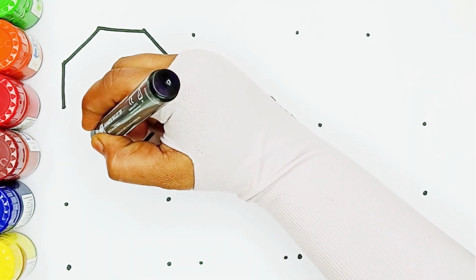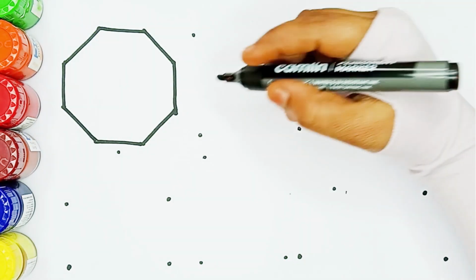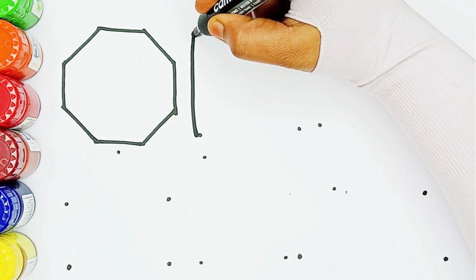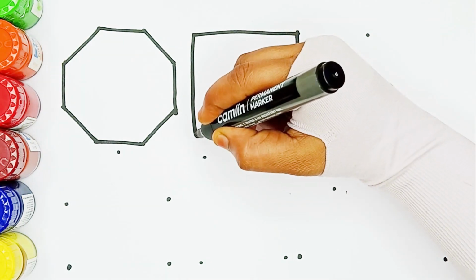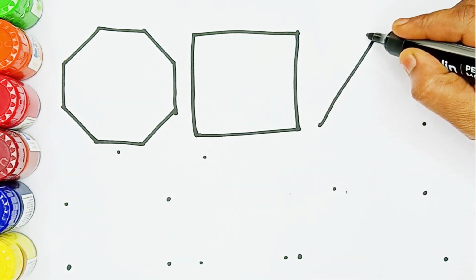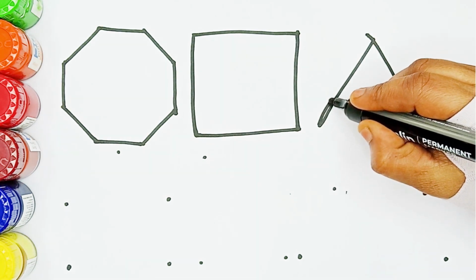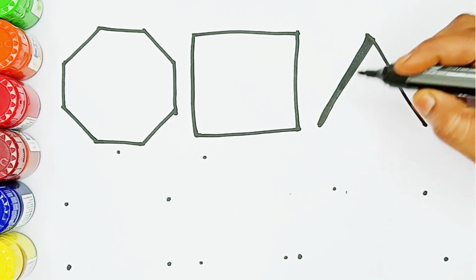Octagon. Next time, won't you sing with me? A, B, C, D, E, F, G, H, I, J, K, square. L, M, N, O, P, Q, R, S, T, U, V, W, X, Y, and Z. Now I know my ABCs. Next time, won't you sing with me?